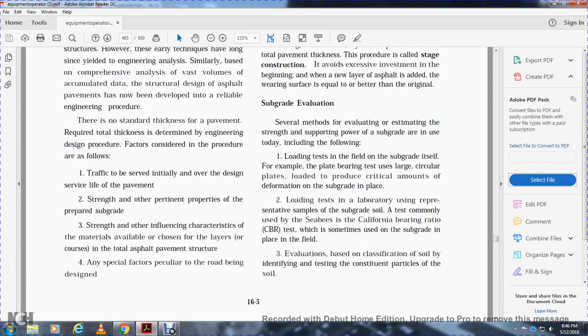Several methods of estimating the strength or supporting power of the subgrade include loading tests in the field on the subgrade itself, for example the plate bearing test, which uses large circular plates loaded to produce a critical amount of deformation of the subgrade in place.